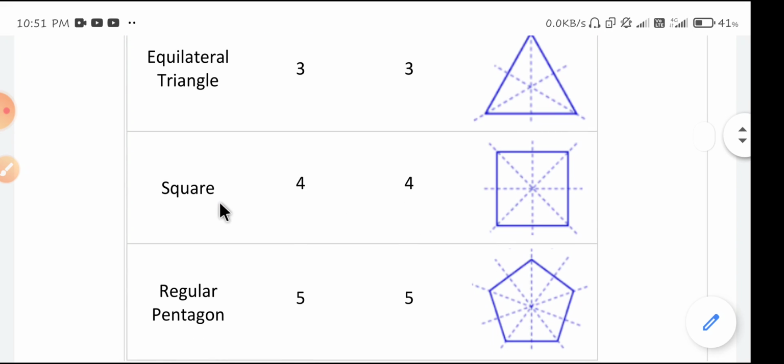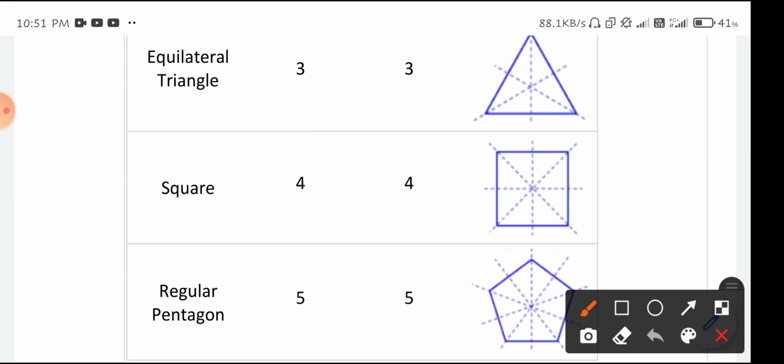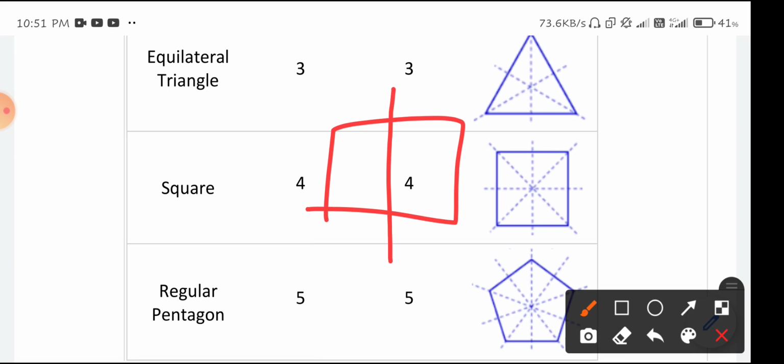Then square, how many sides are there in a square? 4. So the lines of symmetry will also be 4. Take this square in which all the 4 sides are equal. So in how many ways can you divide? Like 1, 2, 3, 4. You can easily divide this into equal parts so that all parts will be equal. You can try this using a paper also. Cut one paper into a square form and fold it vertically, horizontally and diagonally. You can see that if you fold it, all the parts will come out equal.